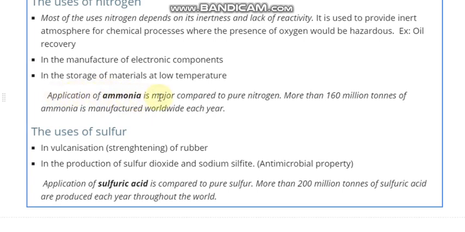and the application of ammonia is greater when compared to pure nitrogen. Almost 160 million tons of ammonia are produced each year throughout the world. There are so many applications of ammonia.